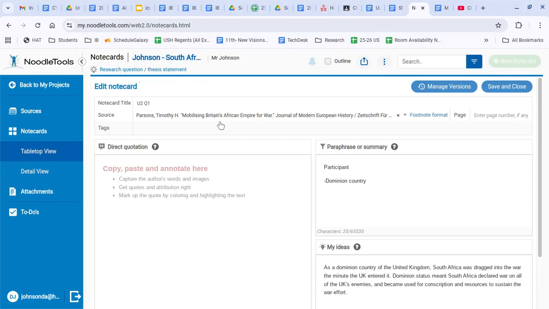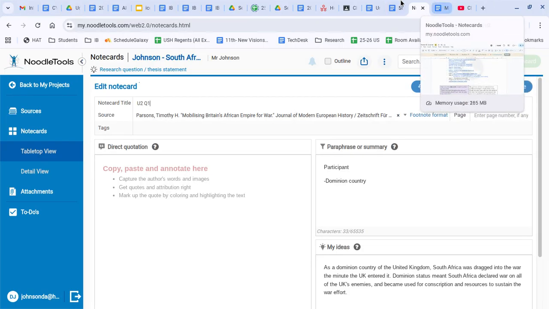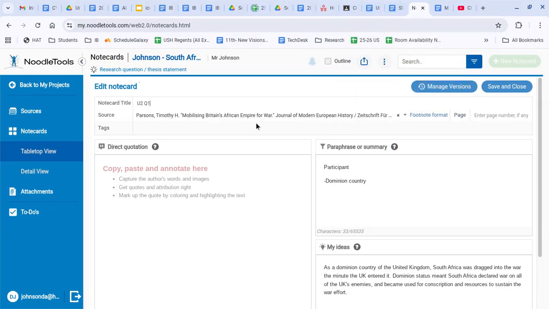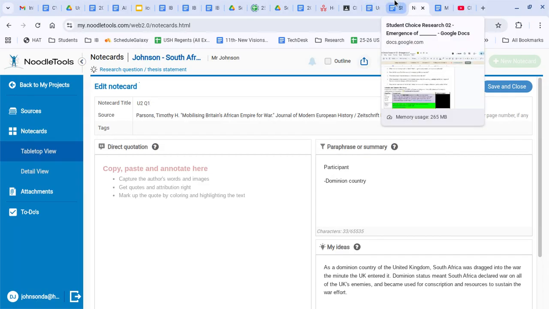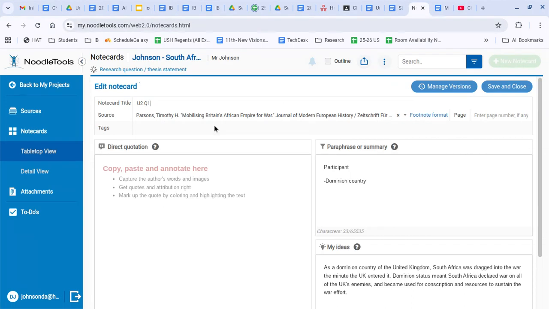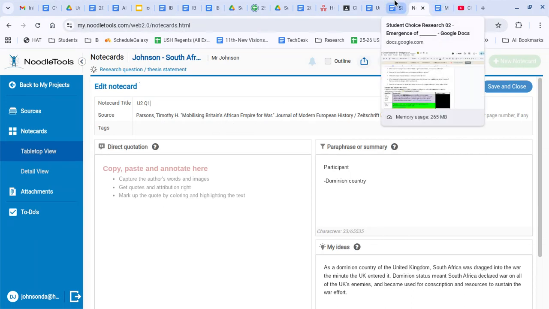So I had this article from JSTOR, Timothy Parsons, Mobilizing Britain's African Empire for War. I could use the title, I could use the author. I'm actually going to try to write both of them down just because I feel like that gives me a little bit more flexibility here. And I'm going to use them: Timothy H. Parsons', right? Timothy H. Parsons' article was Mobilizing Britain's Empire for War. That was not the title. See, this is why you have to check specifically. Mobilizing Britain's African Empire for War.